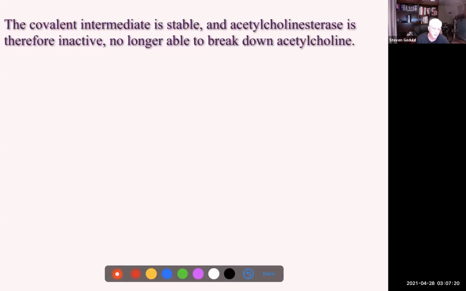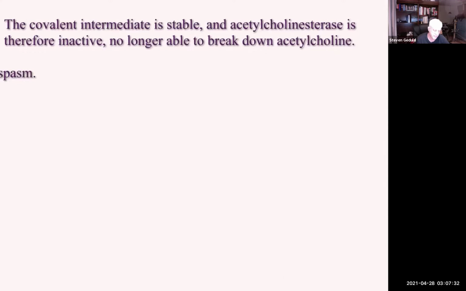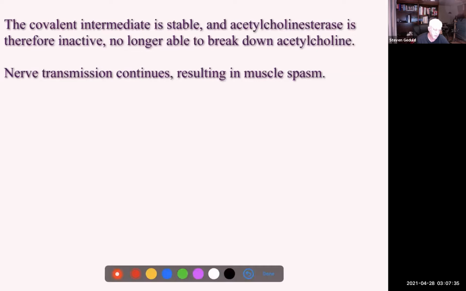So the covalent intermediate is stable, and acetylcholinesterase is therefore inactive, no longer able to break down acetylcholine into acetate and choline. So nerve transmission continues, resulting in muscle spasms. Every muscle in your body spasms. Okay, you ever have a charley horse cramp, your leg cramp at night? You know how bad that hurts? Imagine every single muscle in your body doing that. It's not a pleasant way to die. That's what sarin gas causes.